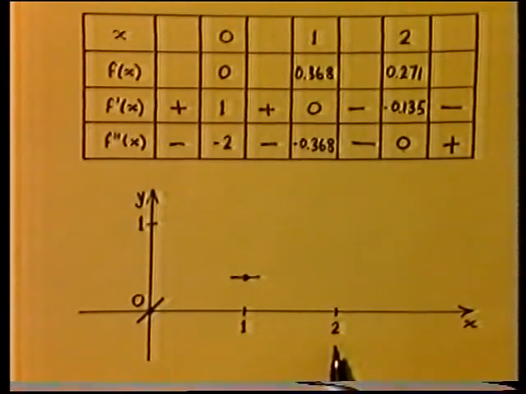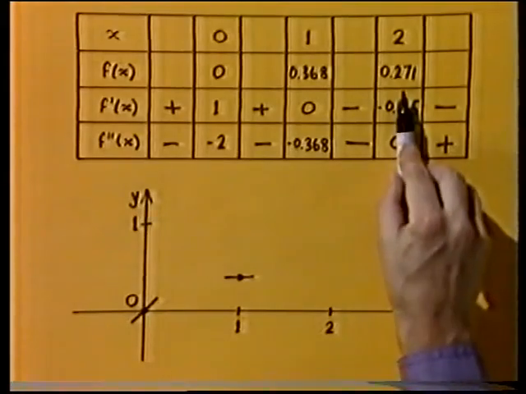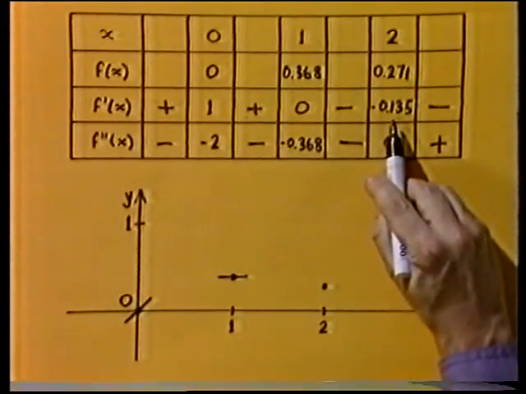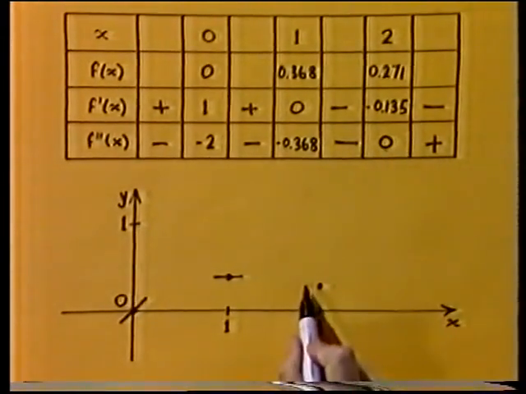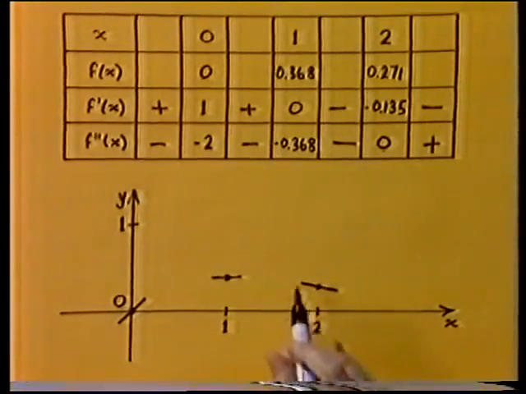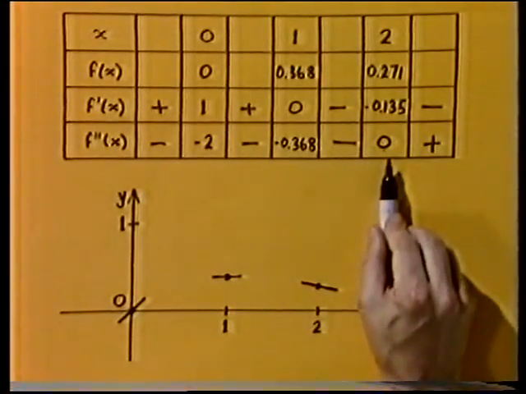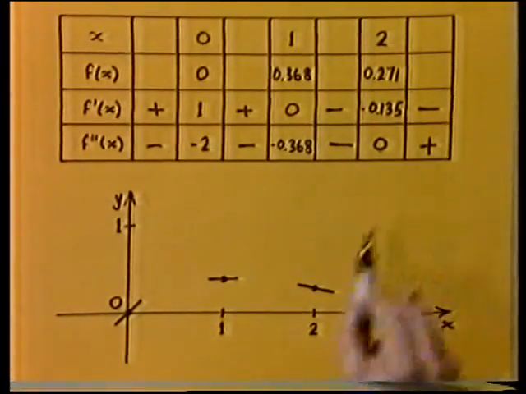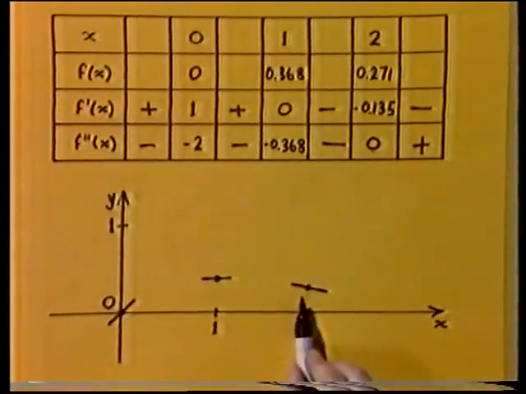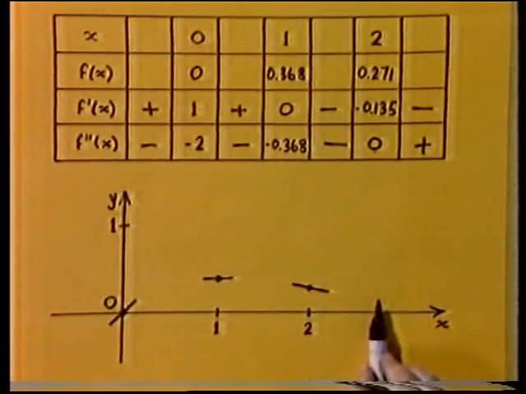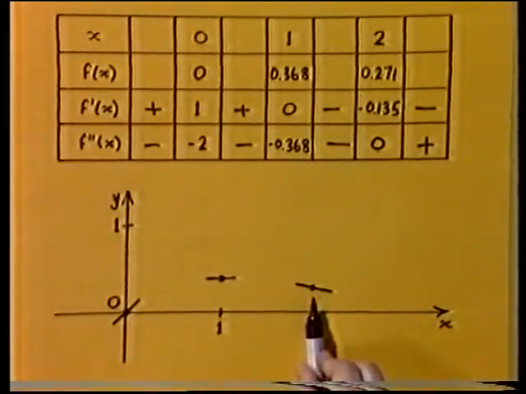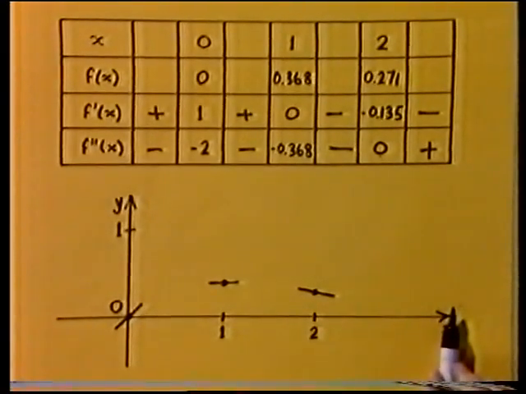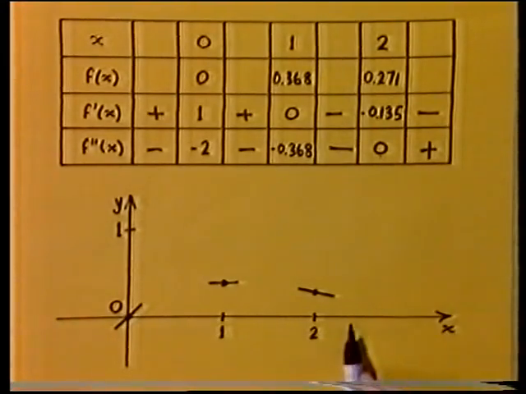And the last important point is x equals 2. Here's f of x. f prime is minus 0.135, so the tangent is still almost horizontal. And f double prime is 0. The sign of f double prime changes from negative to positive. And that tells me that the curve is concave down here and concave up here. There's a point of inflection at x equals 2. If x is greater than 2, the curve continues to decrease because f prime is negative, but it will never cross the axis again.